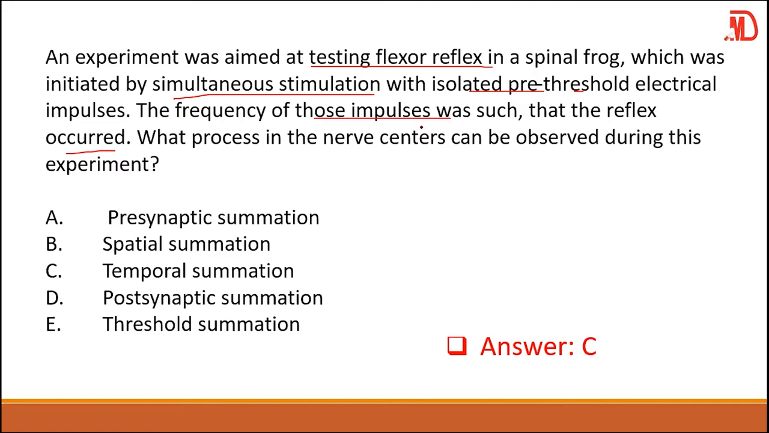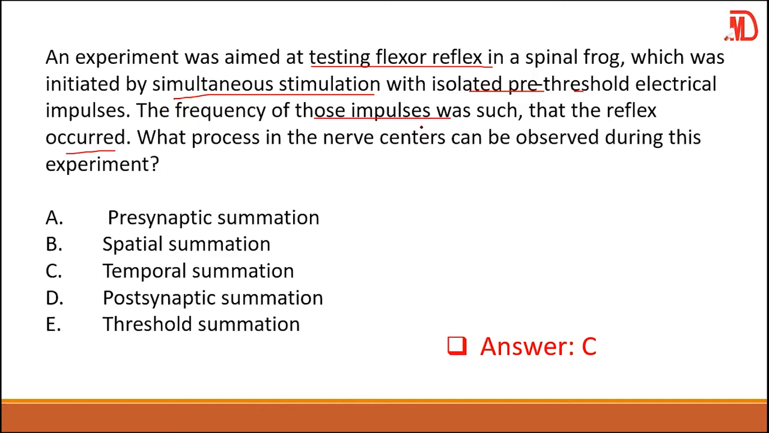Listen to me. Now we're having one isolated, which means more or less two different pre-threshold electrical impulses, and we are stimulating both of them simultaneously. And we are saying that the frequency of those impulses has summed up together to give us a reflex. Are you understanding me? To give us a reflex. The question is what process in the centers can be observed.